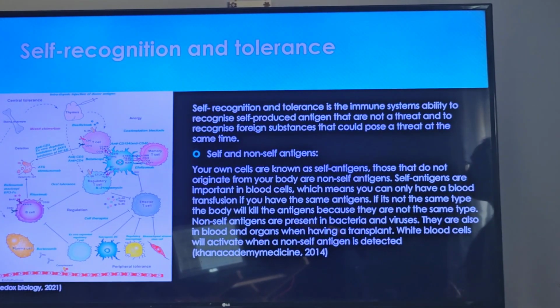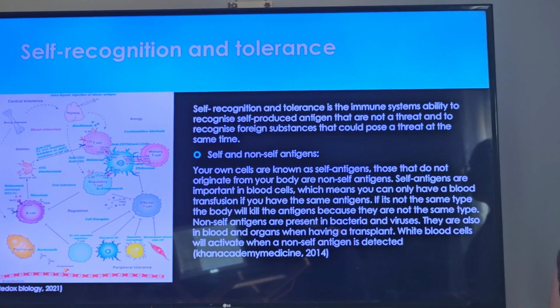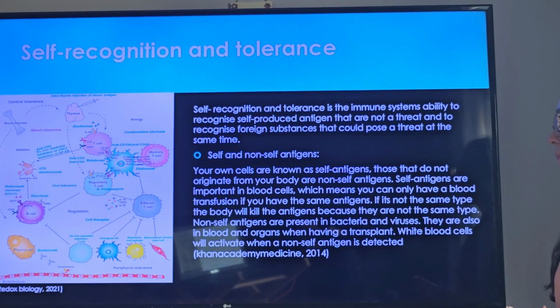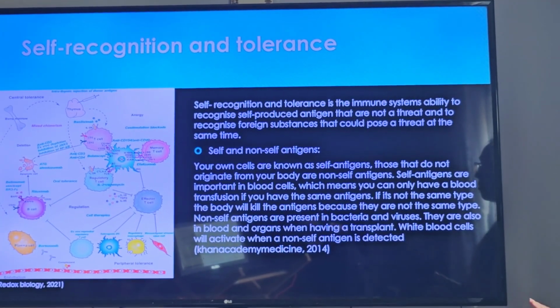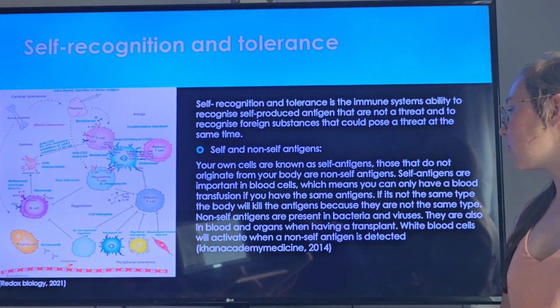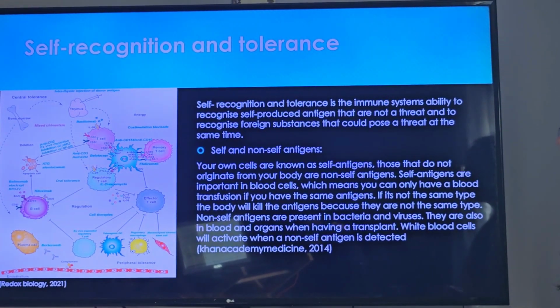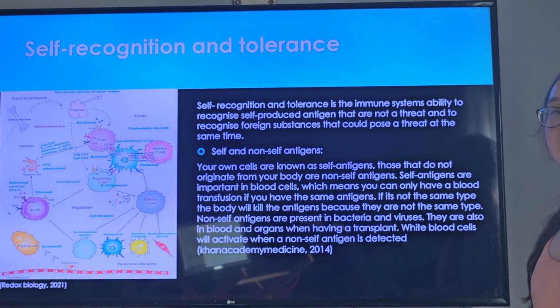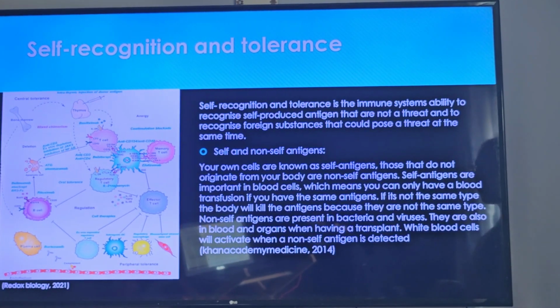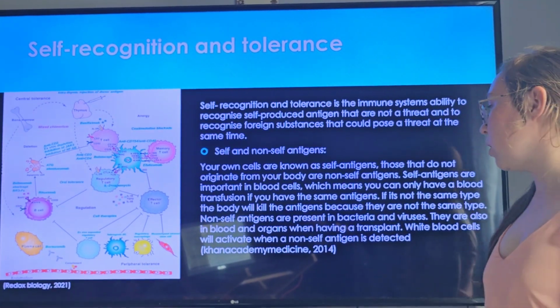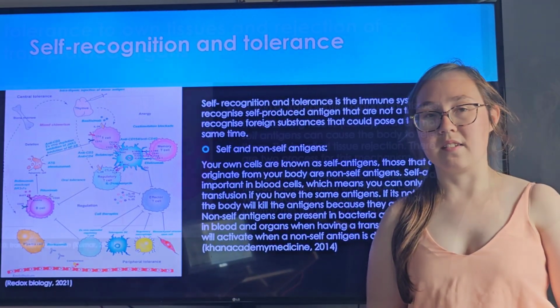Self-antigens are important in blood cells, which means that you can only have a blood transfusion if you have the same antigens, so the same blood type. If it's not the same type of blood, the body will kill the antigens because they are not the same type. Non-self antigens are present in bacteria and viruses. They are also in blood and organs when having a transplant. White blood cells will activate when a non-self antigen is detected.